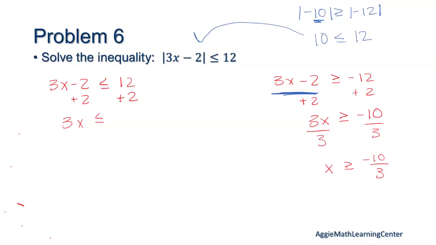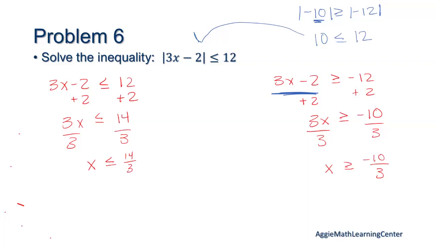Yeah, add the 2. Okay, add the 2. Beautiful. Get 3x less than or equal to 14. Okay, and divide it by 3. Divided by 3, you get x less than or equal to 14 over 3. Beautiful. 14 thirds.